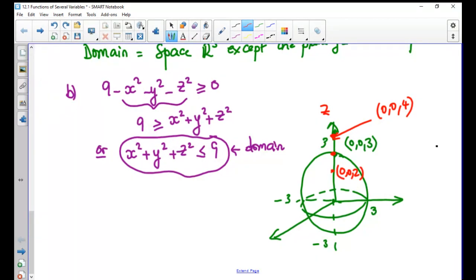Inside the sphere, less than or equal. Outside the sphere, greater than. That's it. Because our domain is less than or equal to 9, this is inside the sphere.